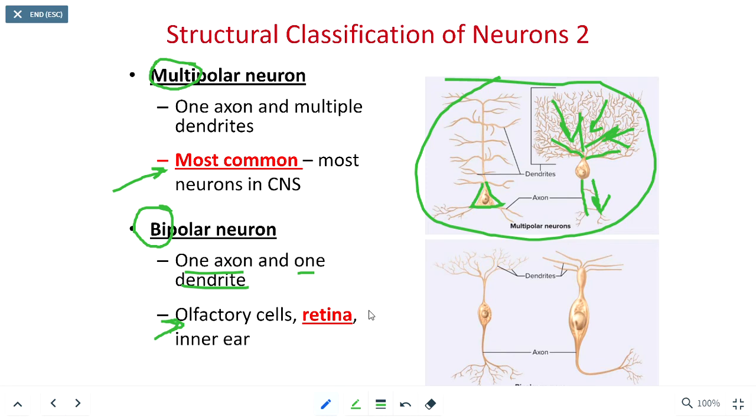We also have multipolar neurons within our retina. Our retinas are kind of complicated. And we also will have some bipolar neurons within the inner ear that help us with transmitting equilibrium and sound information from the inner ear to the central nervous system.